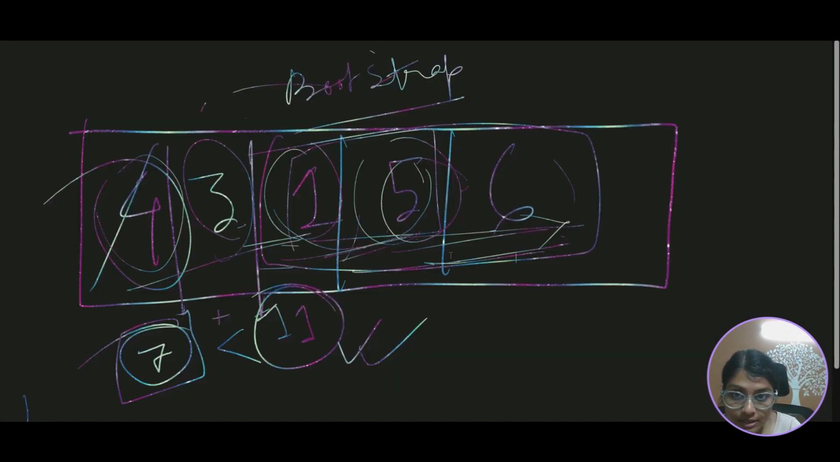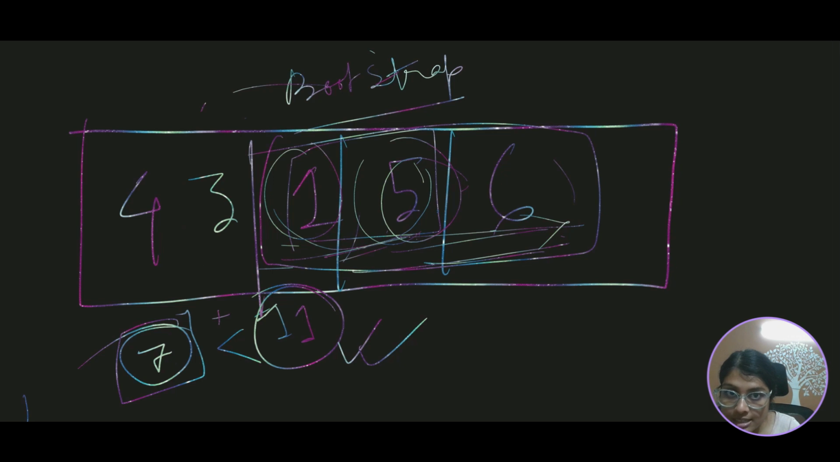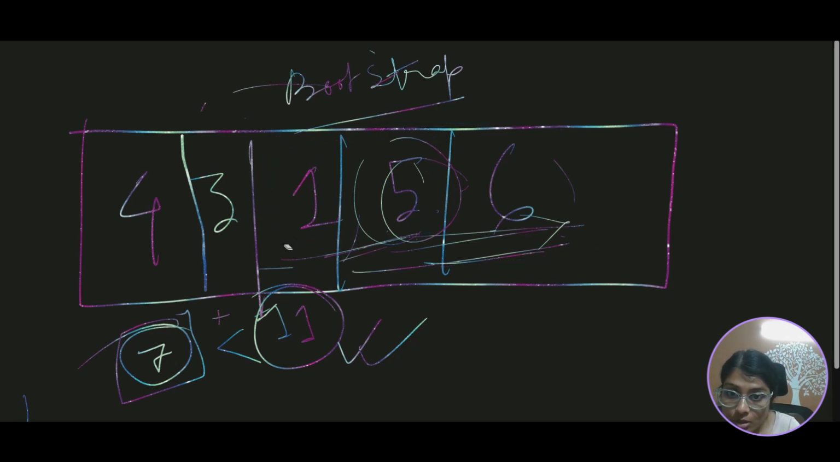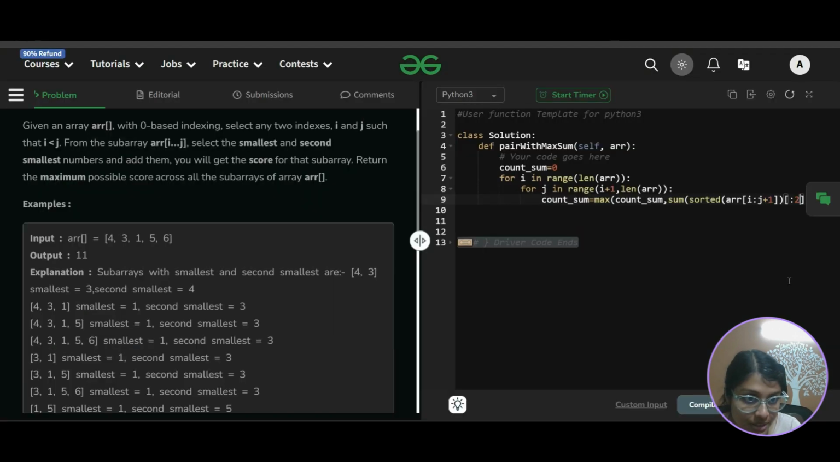Again, just to give you an understanding quickly. So let's say if I'm taking 4 and 3 as my array, and let's say 4, 3, 1. So my sorted array would be 1, 3, 4. If that is the case, my summation would be basically 1 plus 3 and not 4 plus 3. That's what we are doing. We are taking the array from i till j plus 1, sorting that particular array, taking the first 2 elements, and then taking the sum of that. Whichever is highest, we will replace count sum with that particular value. Okay, so hope that's understandable.